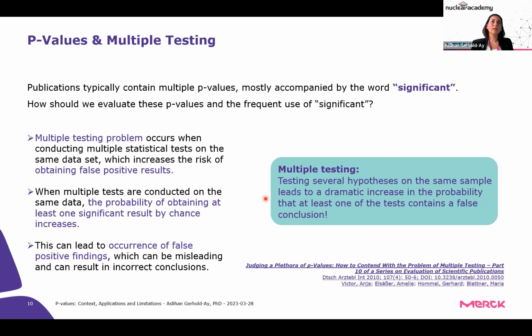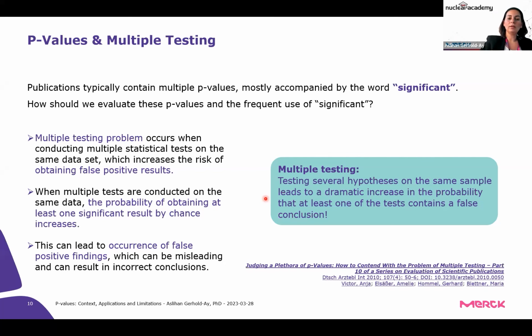So when multiple testings are conducted at the same time, we need to take care of an adjustment, and avoid this increasing type 1 error, so that we can be sure at the end that the p-value which we are observing in our data is okay and can really be interpreted as a real association or a real difference or whatever the question was. Because multiple testing produces false positive findings, which can be really misleading.